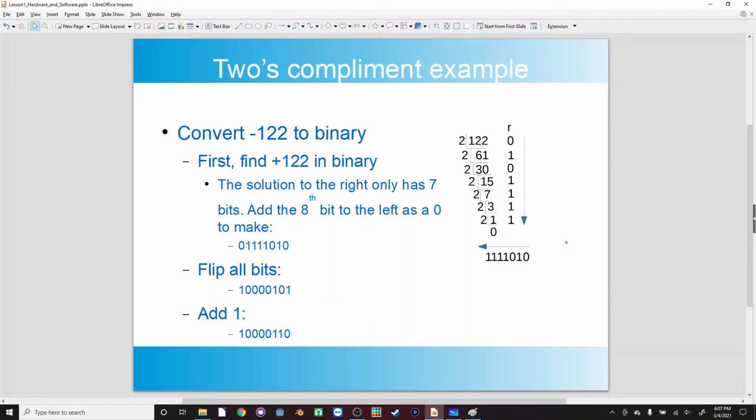Okay. So convert negative 122 to binary. First, find positive 122. The solution to the right only has 7 bits. You add the eighth by padding the left, so you put a little zero right here. That's what I did over here. You flip all the bits, and you add one.